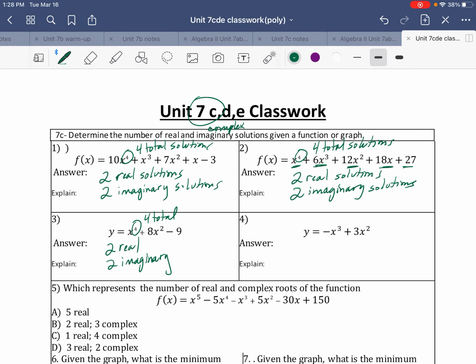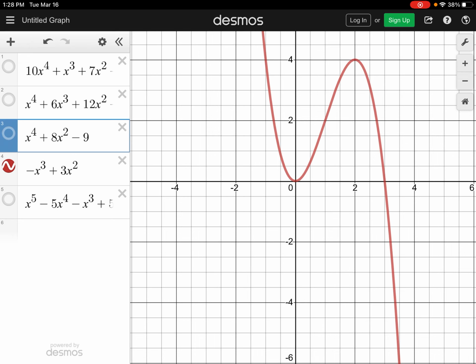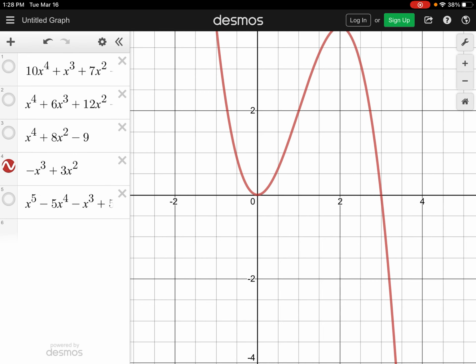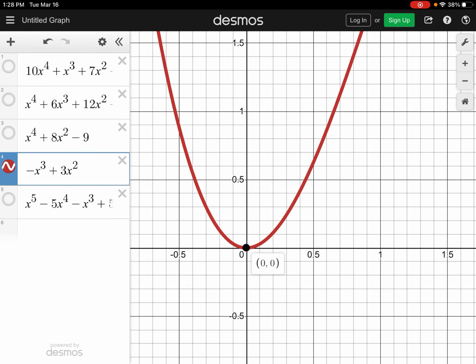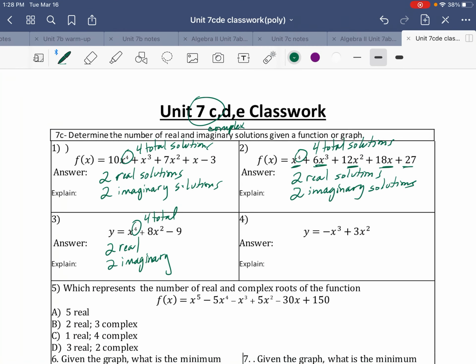Number 4. Maybe we'll do something different here. Put that in Desmos. Aha, we got something different. We have a double solution here at 0 that forms a quadratic shaped function, and the vertex of the quadratic, if we zoom in, is right on the x-axis. And then we have another solution here at 3. So 2 at 0, and 1 more at 3. So there's 3 total, and there are 3 real solutions.